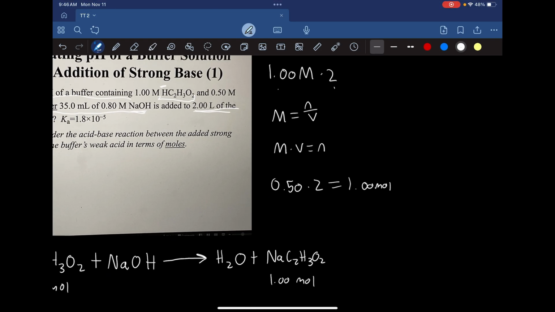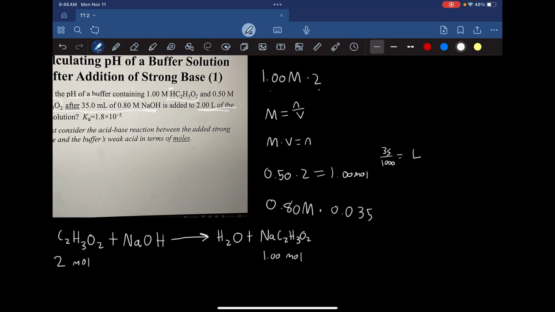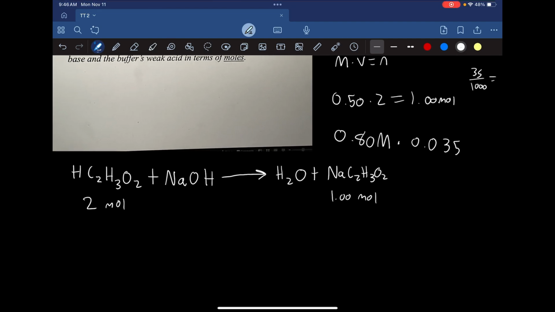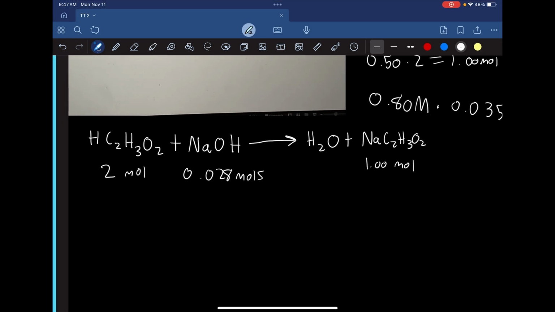The NaOH is 0.80 M molarity times the volume, which is 35 milliliters. When we divide 35 by 1,000 to convert to liters, that gives us 0.035. When we do that, we get 0.028 moles.